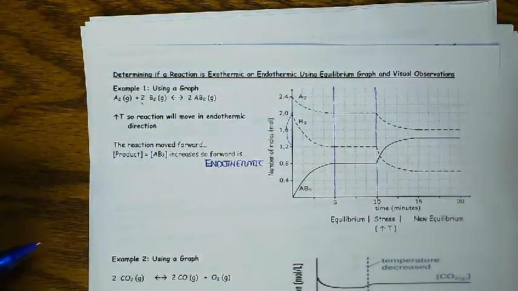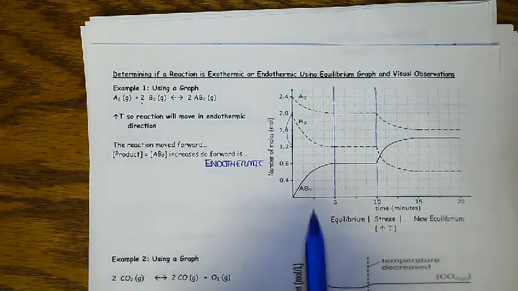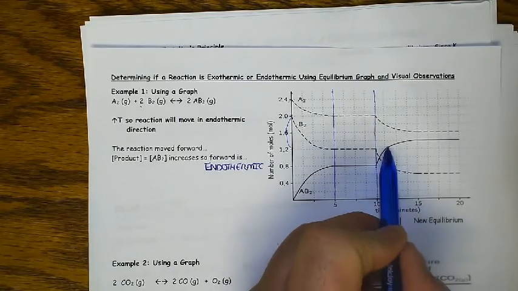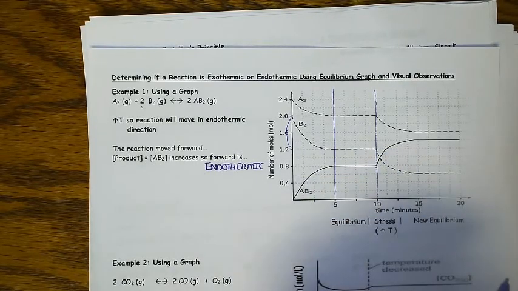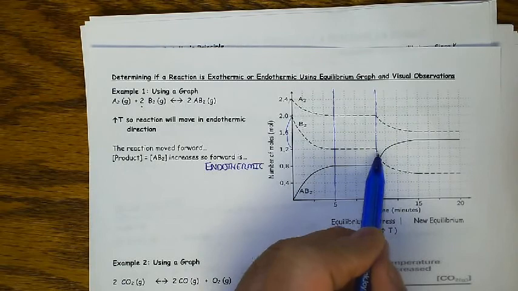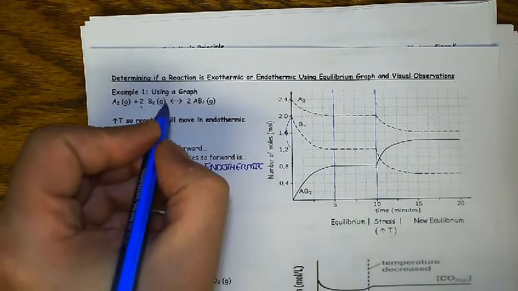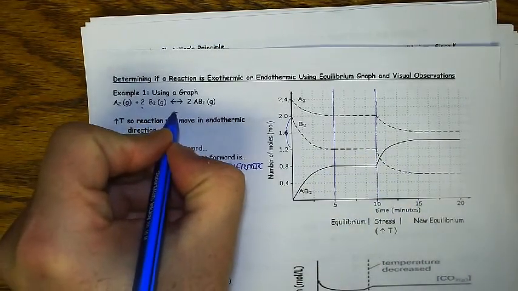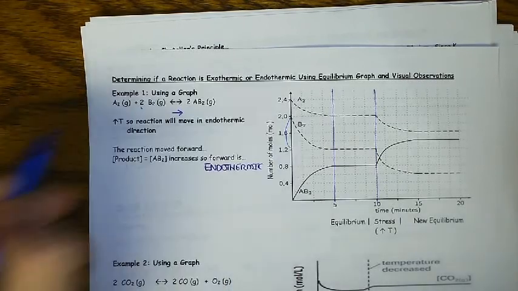And then notice at some time out here, at 10 minutes, something happened. If we look at what's happening here, the amount of AB2 went up and the amount of A2 and B2 went down. So it had to have definitely been shifting forward.